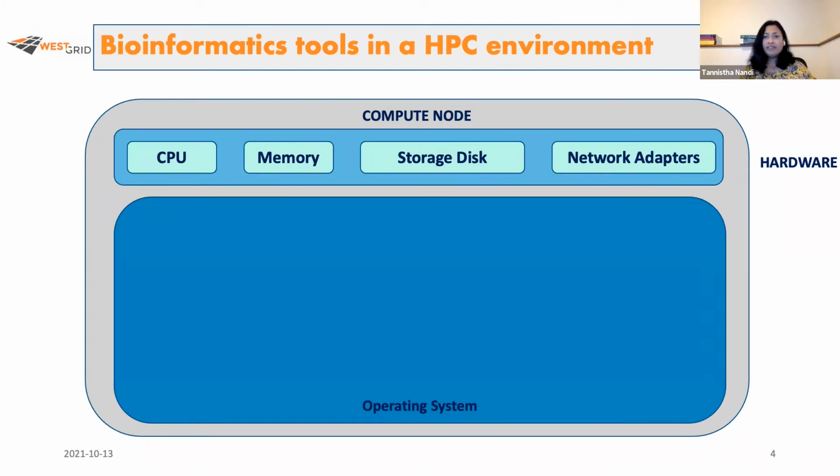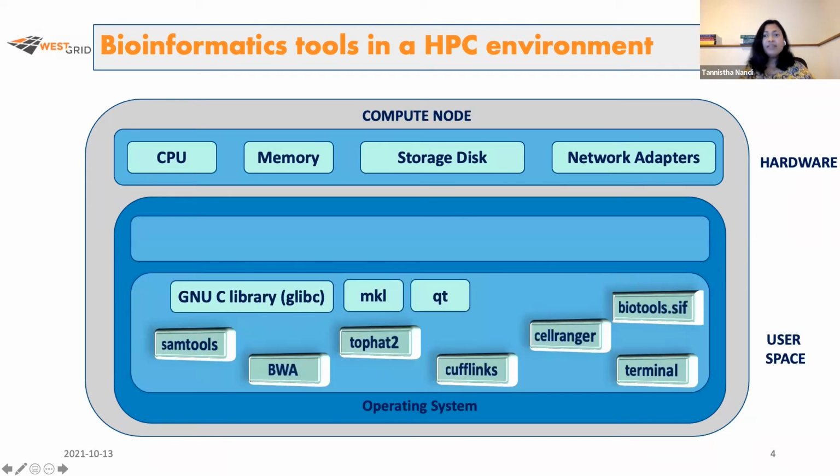So this operating system is broken down into 2 parts. First, the user space. So the vast majority of the programs that we are interested in using, like SAMtools, Cell Ranger, Cufflinks, TopHat2, or whatever bioinformatics application or tool that you're using, including the terminal that we work on, they all run in the user space. Now, this user space also includes some libraries. So what are these libraries?